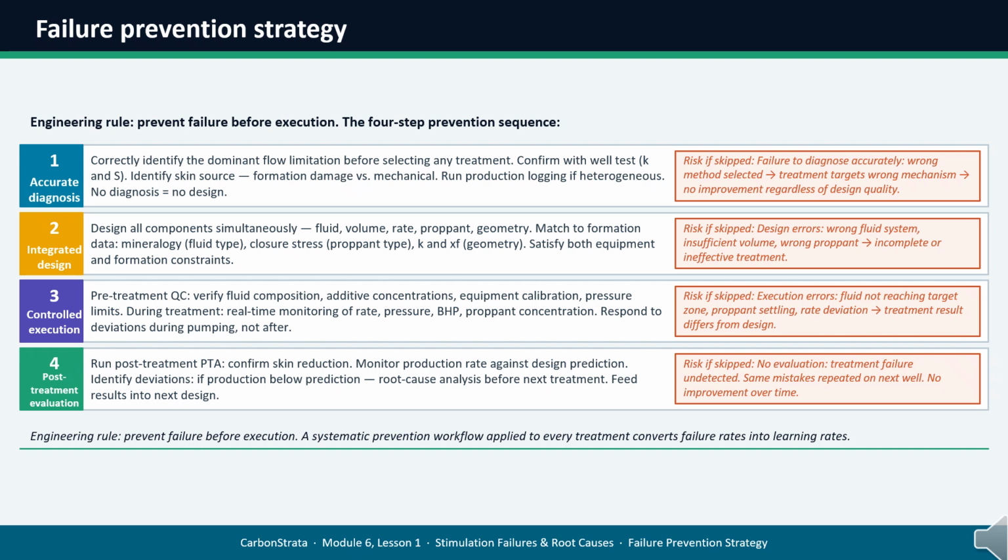Fourth layer. Feedback control. Performance must be measured. Skin. Production. Pressure response. Difference between expected and actual must be analyzed. Now define failure if missed. Mistakes are repeated. System does not improve.